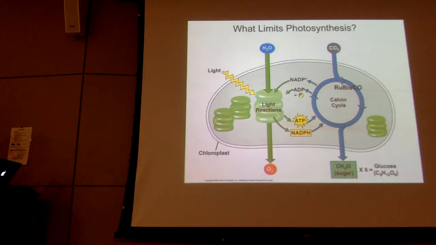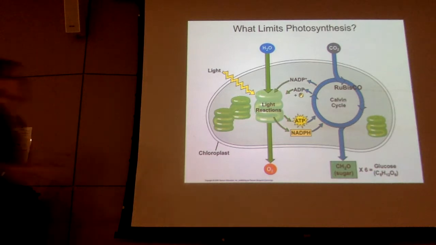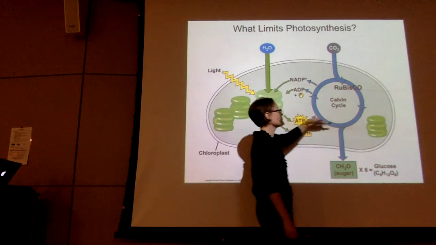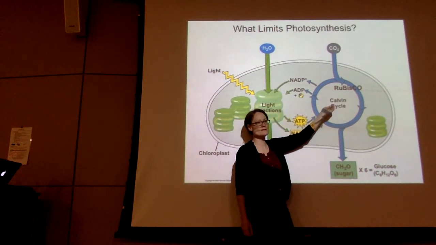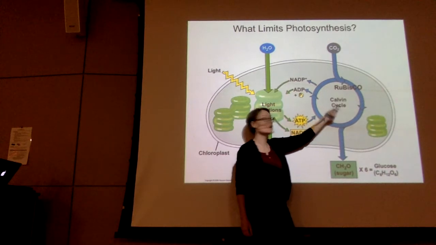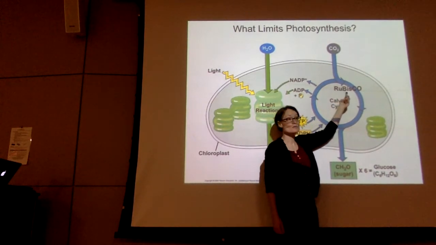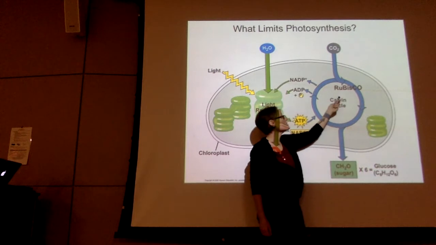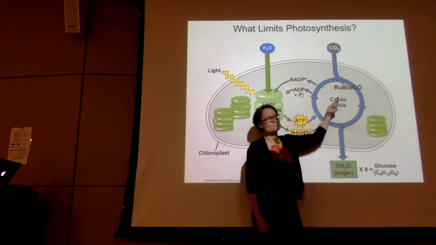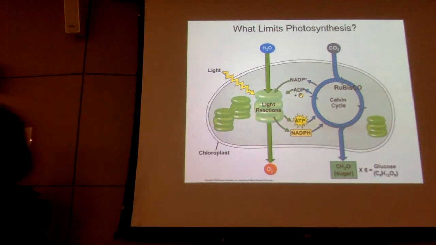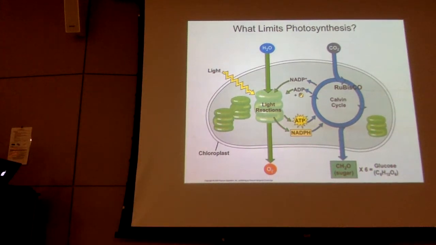But I do want to point out this enzyme. I'm not going to make you learn all of the enzymes in the light cycle and the Calvin cycle, but one that you really should know is Rubisco. This is ribulose bisphosphate carboxylase oxidase, I think. Rubisco.